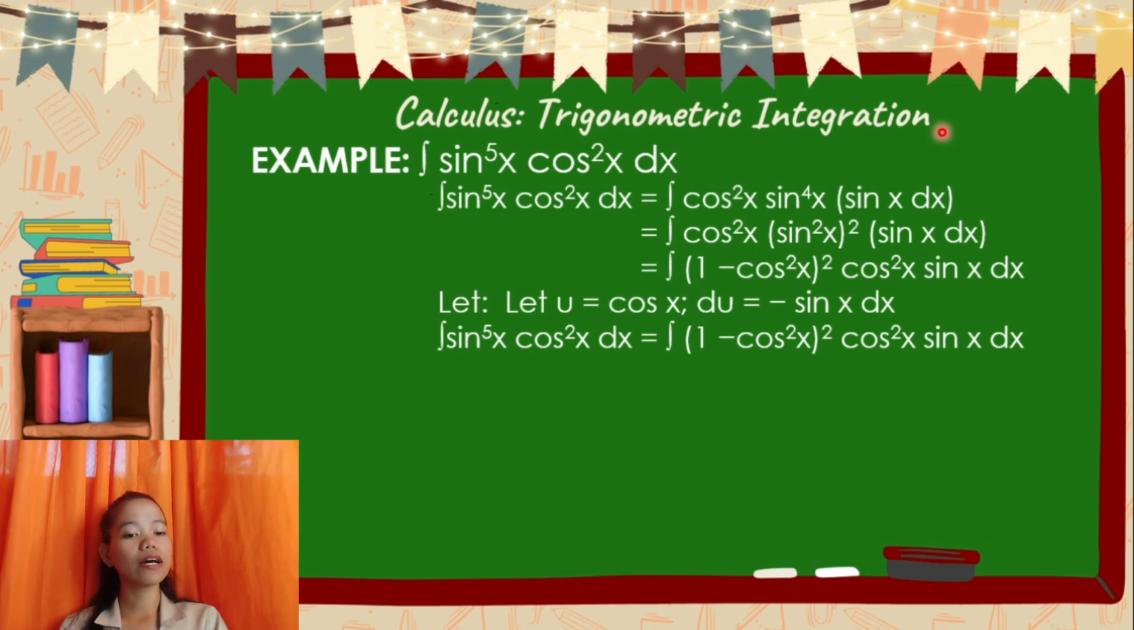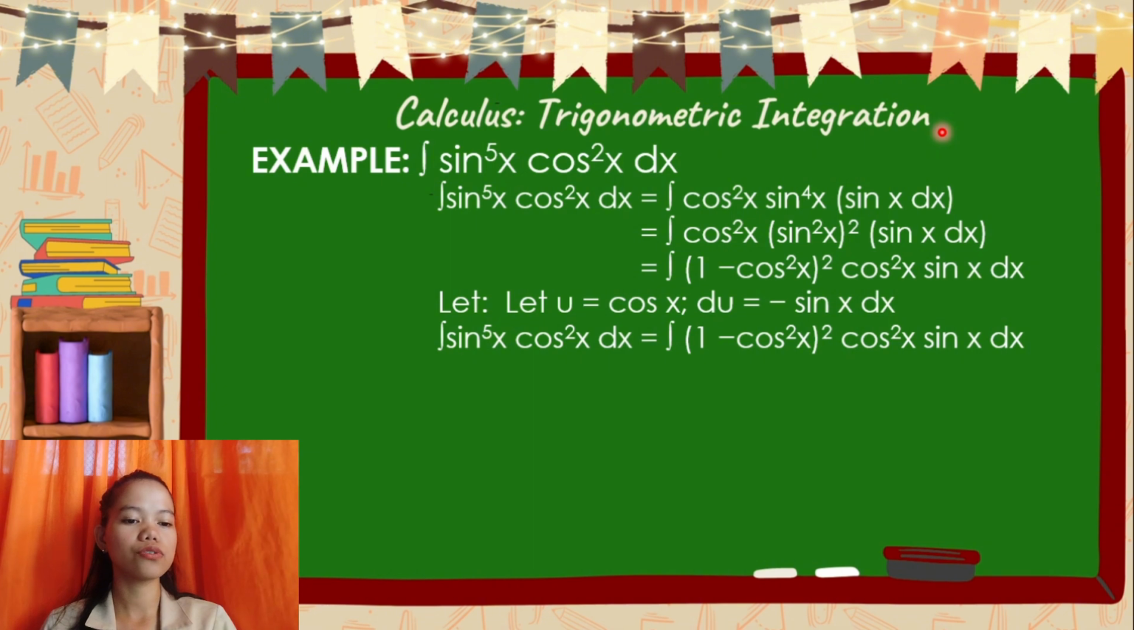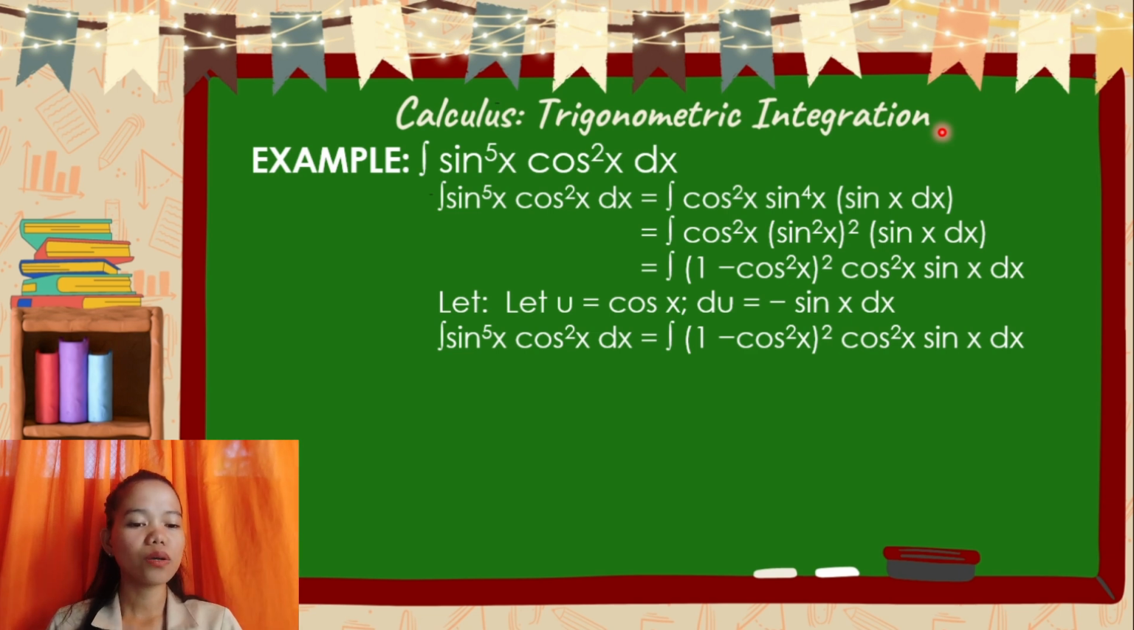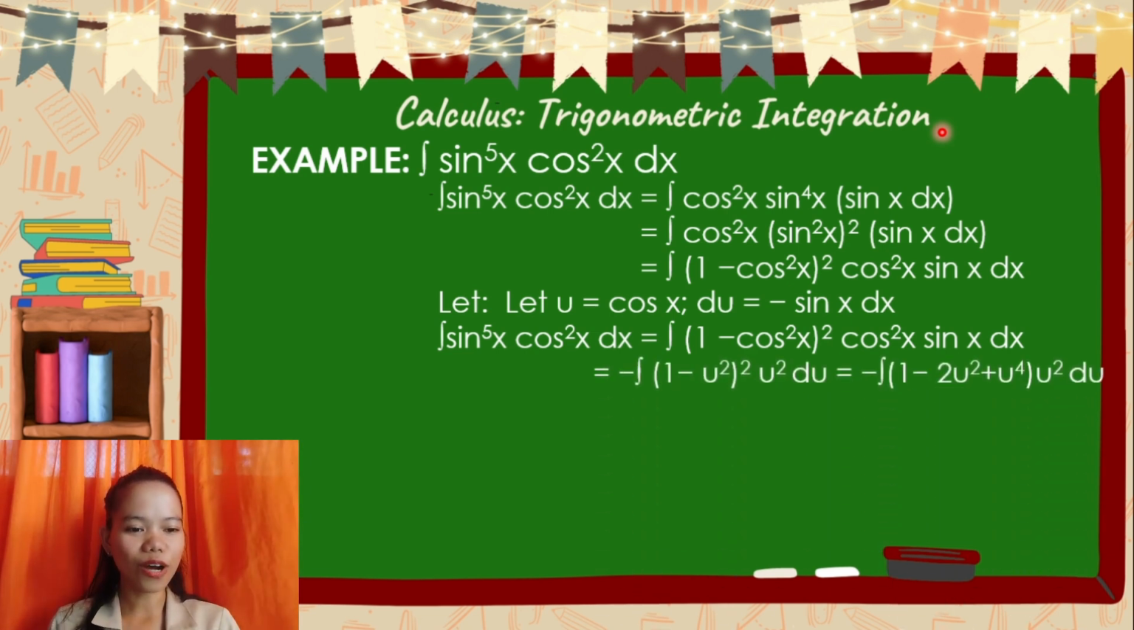So what we have now is, we factor out the negative from the negative sine x dx, so that we have now the negative of the integral of the quantity of 1 minus u squared raised to the power of 2 multiplied by u squared, equals negative integral of 1 minus u squared raised to the power of 2 multiplied to u squared du.